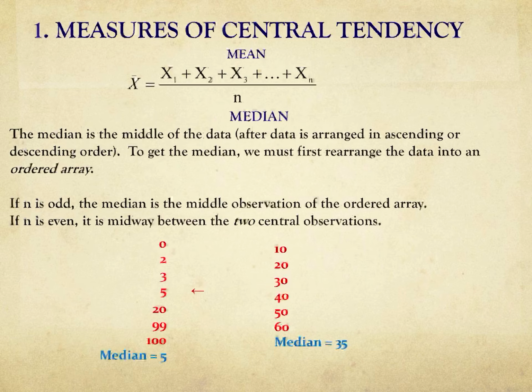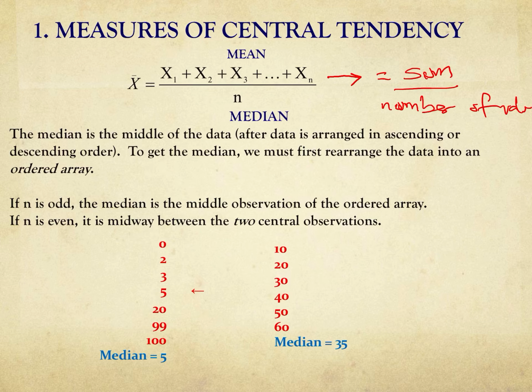The very first measurement is the mean, which is calculated by summing all the values present in the data set, and then you divide them by the number of values present in the data set. So that's how you calculate that.